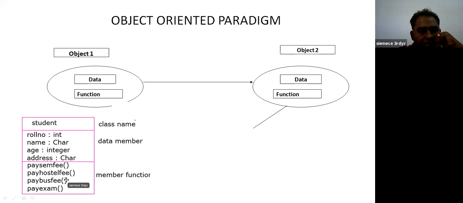Okay, so this object can be the student one. So what will be the data? Data means the student one's roll number will be like, suppose, 10001, its name will be Pranay, its age may be like 18 or 19, and its address may be Siliguri, like that. Is it clear to you all? Yes, sir.